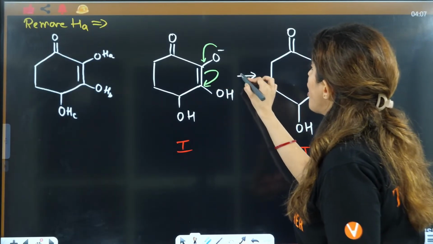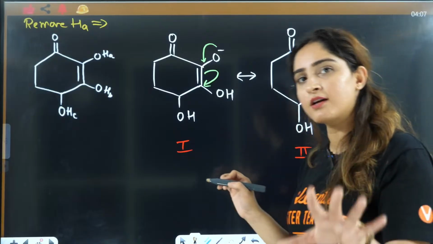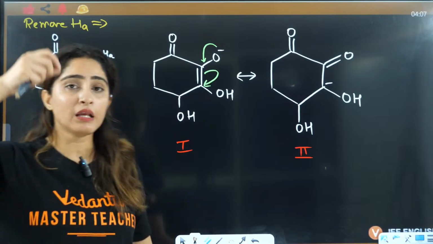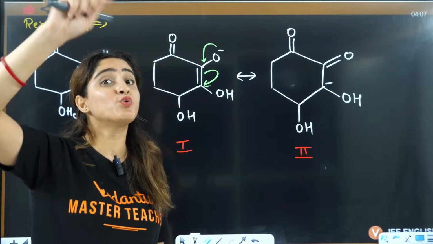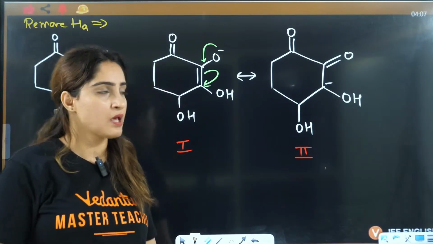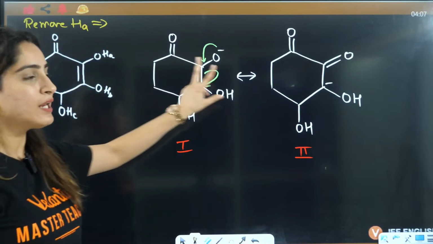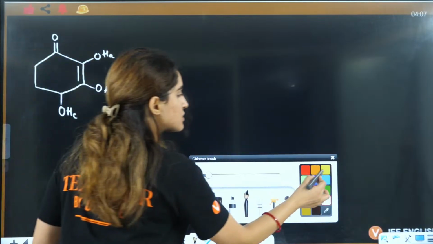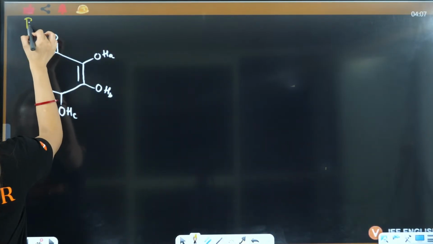Just remember, the more the number of resonating structures, the more will be the stability of that carbanion. That means losing that H will be better. So if it loses HA, it will have two resonating structures, okay? Now let's remove HB.